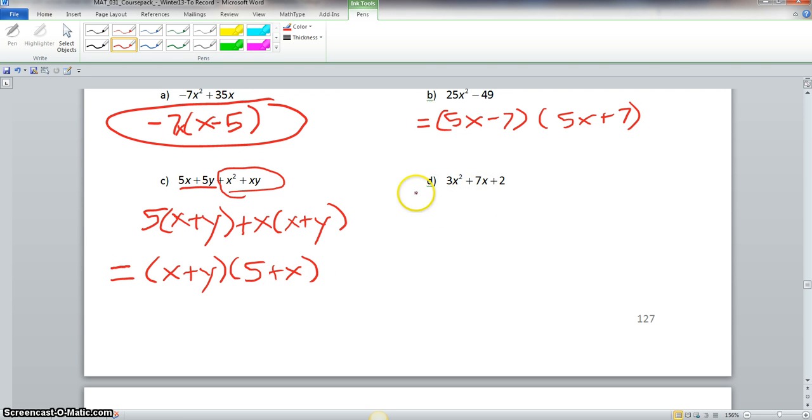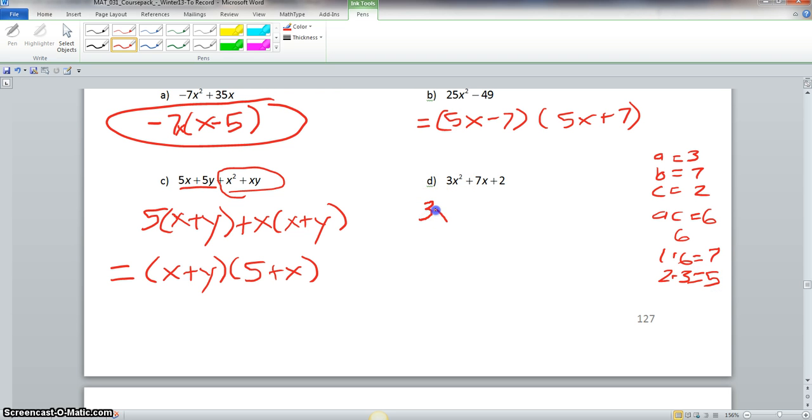Now we go here to this next trinomial. We have these three terms here. First thing we see is if they have anything in common. They do not. So what we have to do here is list A, B, and C. We know our A is 3, our B is 7, and our C is 2. So we multiply A and C, which will give us 6. Our factors of 6 are 1 and 6, and 2 and 3. And then we add them together. We add 1 and 6 and we have 7.